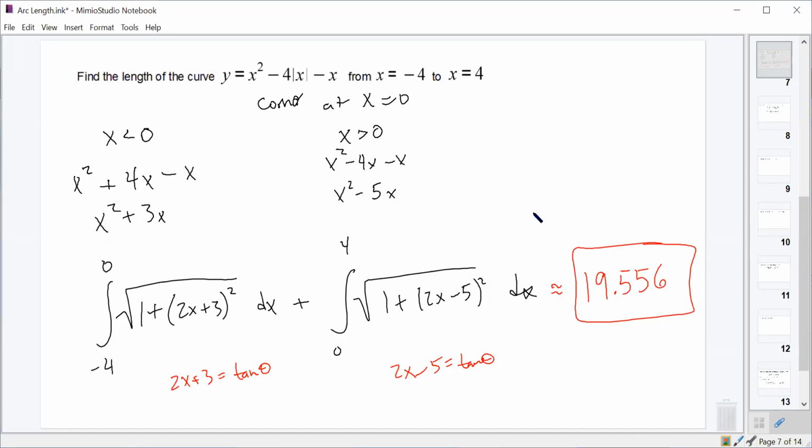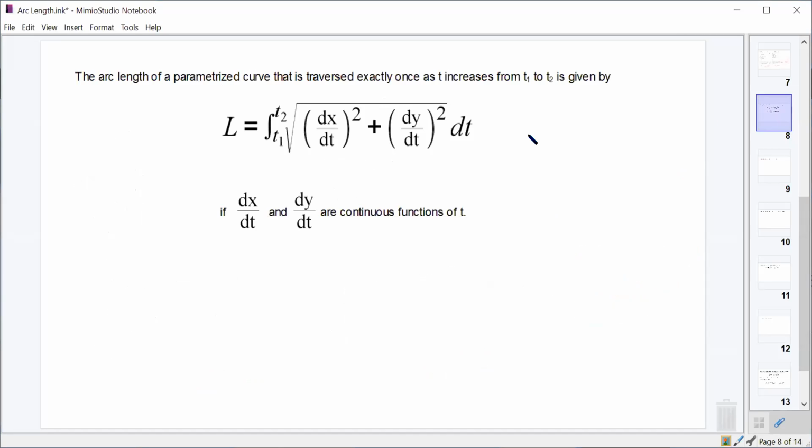All right, the next thing, let's see, today's Thursday, right? I don't think we're going to have time to get through the parametric stuff today. Yeah. I think we'll stop there.